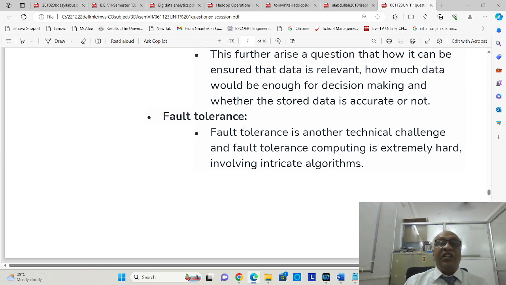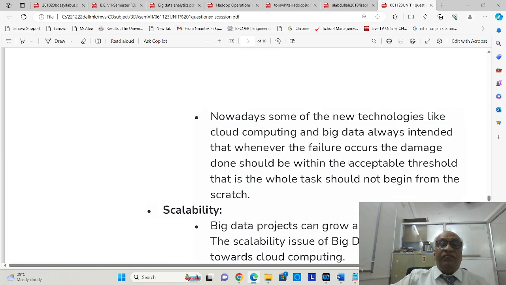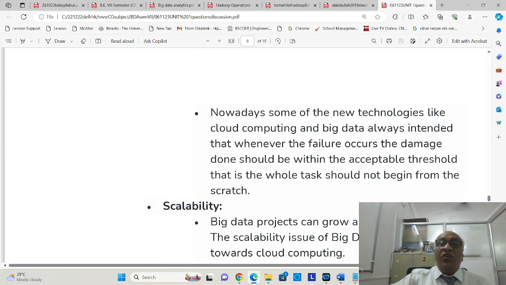The next big data challenge is fault tolerance. Fault tolerance computing is extremely hard. So cloud computing, big data. Whenever failure occurs, the damages should be within the acceptable threshold.